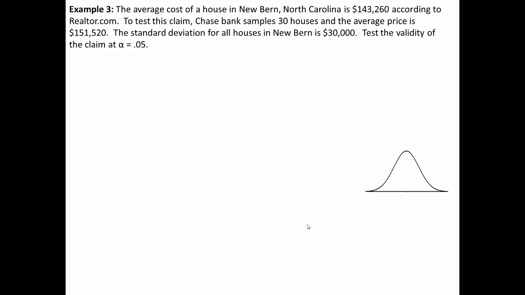So, just for purposes of hearing my melodious voice, plus giving the students in class time to write this: the average cost of a house in New Bern, North Carolina. I wonder if that's where she moved. She did go to North Carolina, Mrs. McGrath. That'd be interesting. Is $143,260, according to Realtor.com.